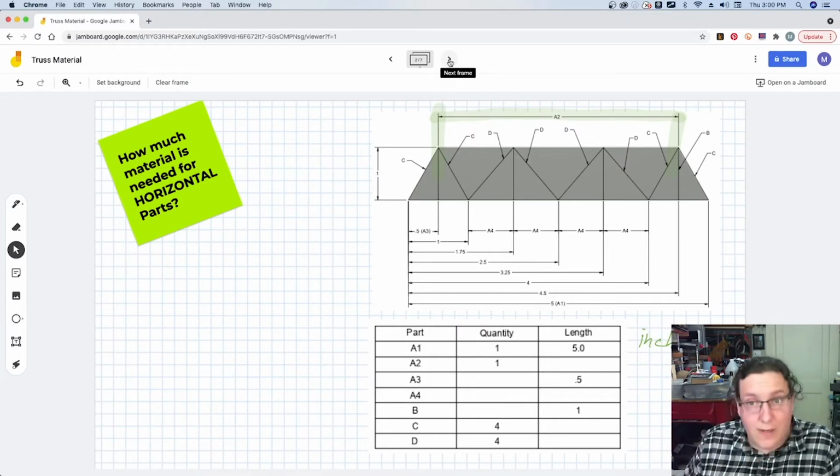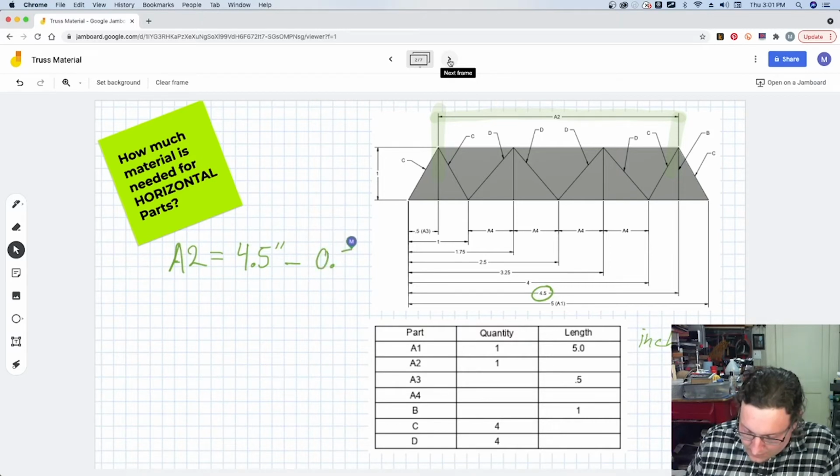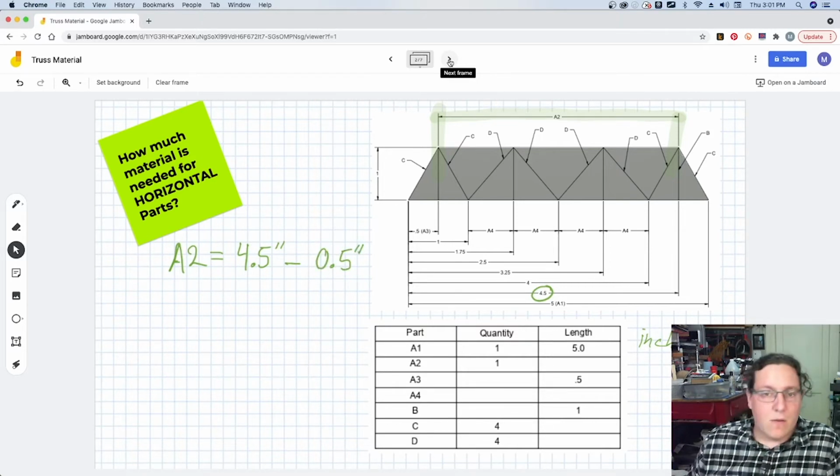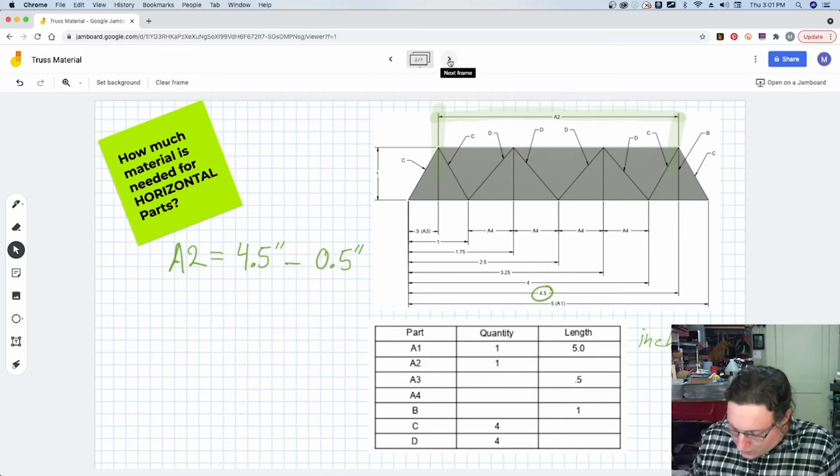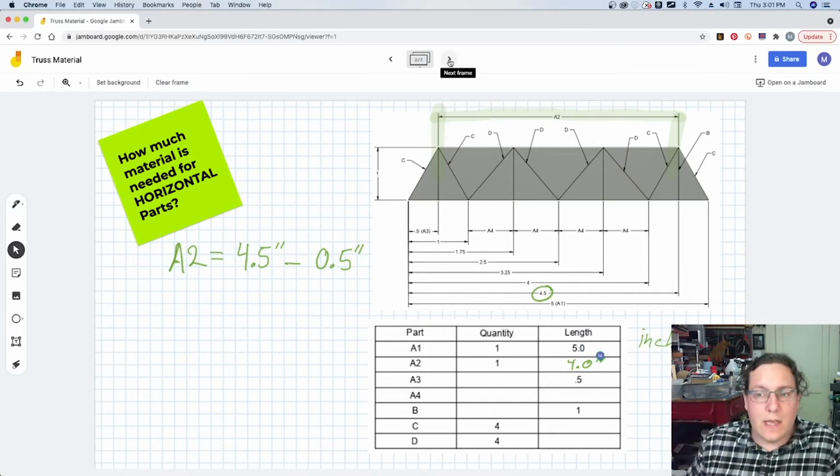So in terms of a calculation, we are simply trying to identify A2, but we know that that is going to be equal to the 4.5 inches minus 0.5 inches. Okay. Pretty simple mental math. We know that that's going to be 4.0 inches. And we can put that into our table and store it for our later calculations.